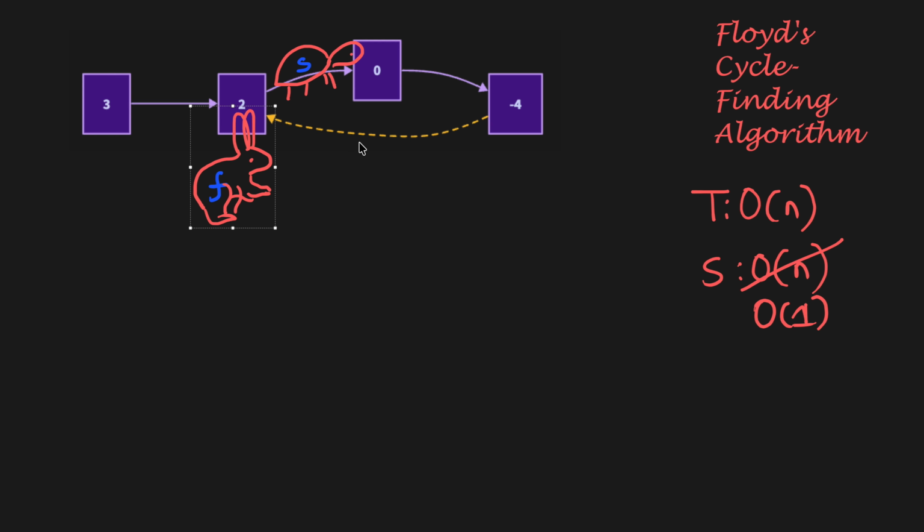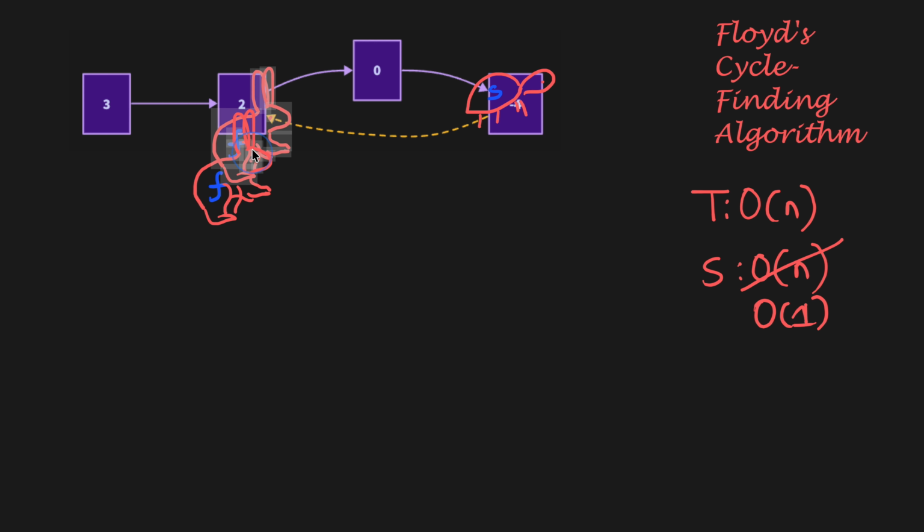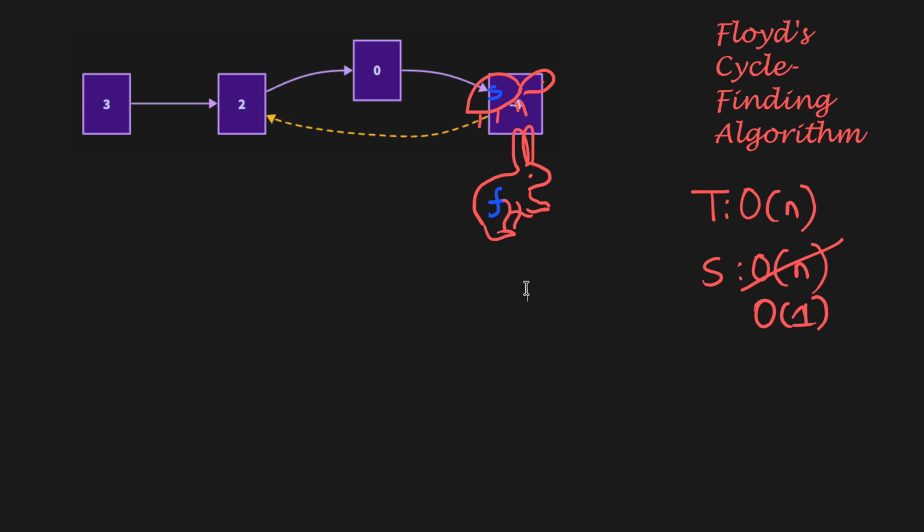There is no overlap yet, but now watch this. Slow moves to -4. Fast, moving twice as fast, goes from 2 to 0 and then lands right on -4 as well. And boom, they've met. Since they're on the same node, we found the cycle and returned true.